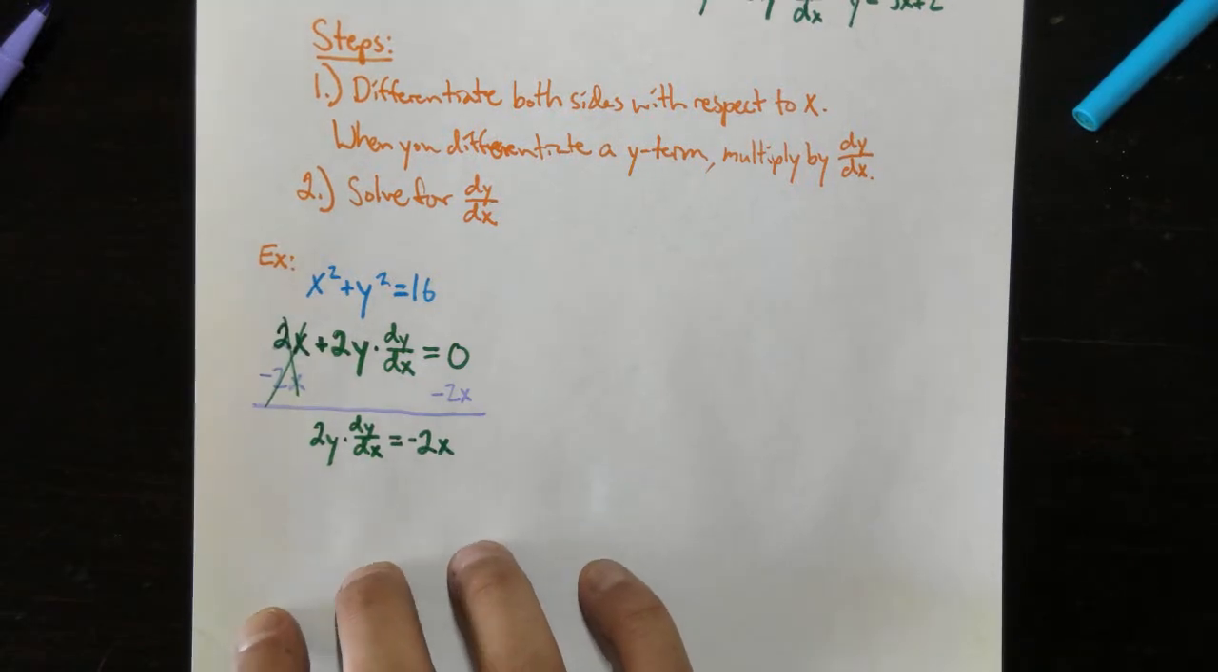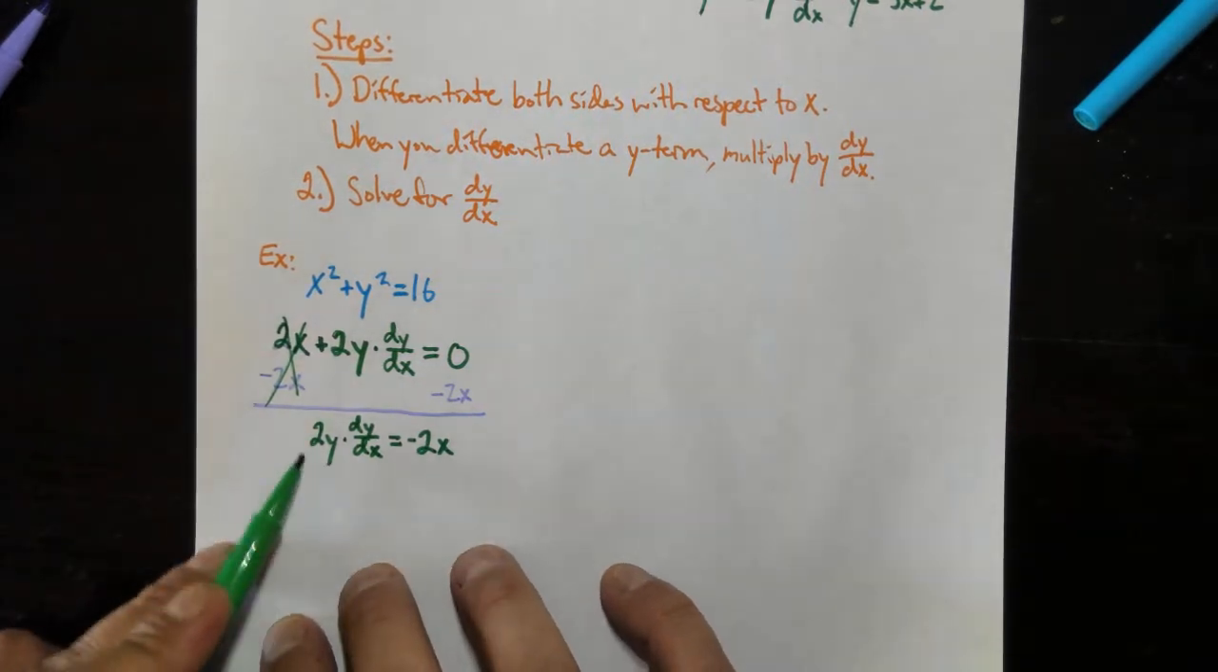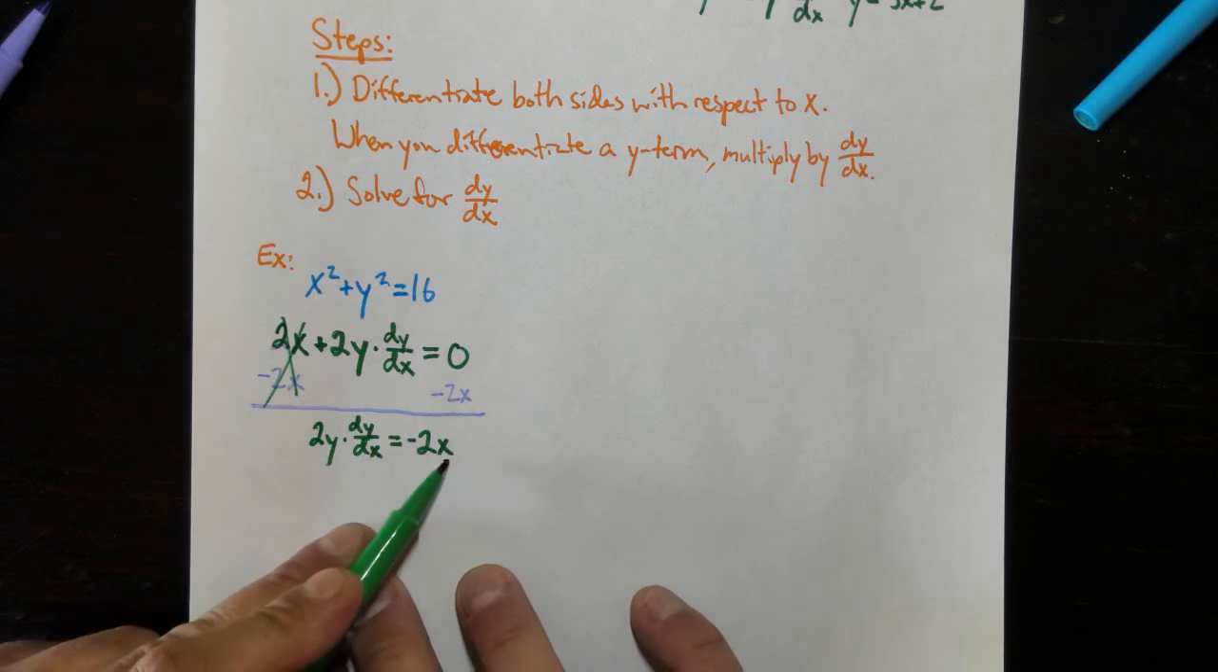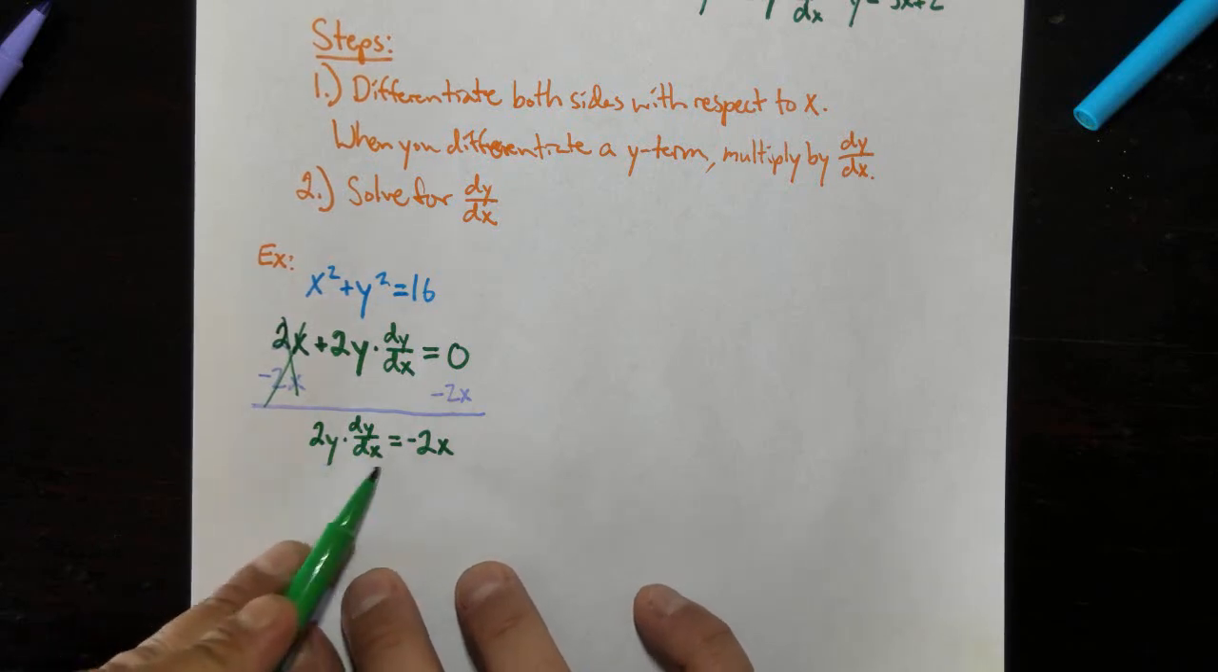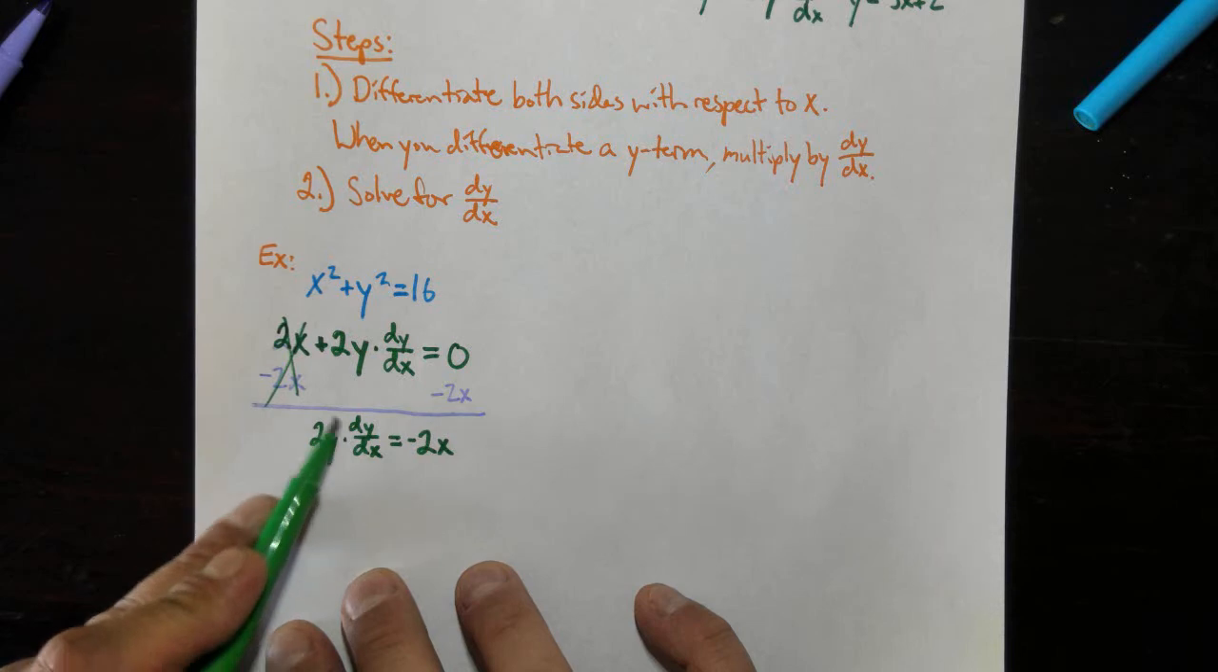Well, we're almost there. We just need to now get rid of this 2y. We need to move this 2y over. It's being multiplied by dy/dx. So let's divide both sides by 2y.